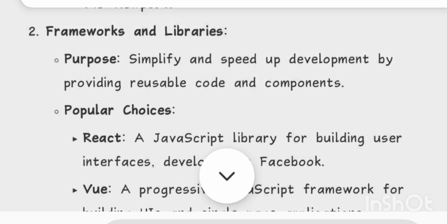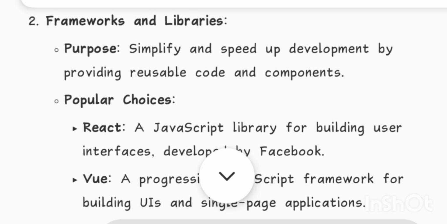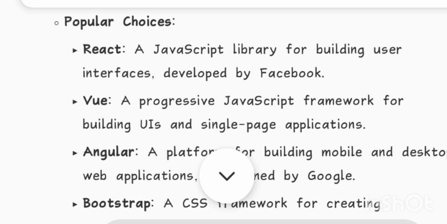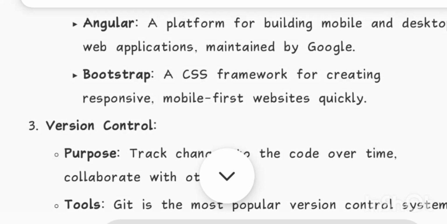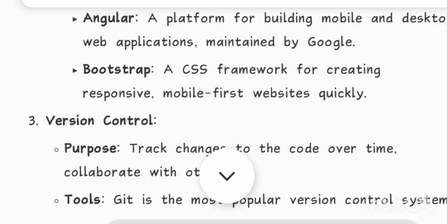2. Frameworks and libraries. Purpose: simplify and speed up development by providing reusable code and components. Popular choices: React, a JavaScript library for building user interfaces developed by Facebook. Vue, a progressive JavaScript framework for building UIs and single-page applications. Angular, a platform for building mobile and desktop web applications maintained by Google. Bootstrap, a CSS framework for creating responsive, mobile-first websites quickly.